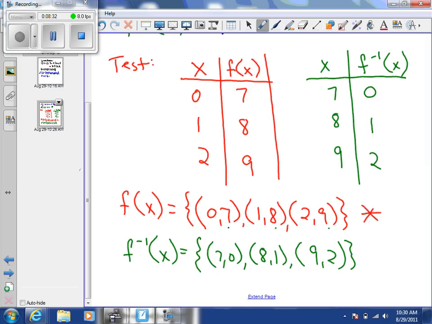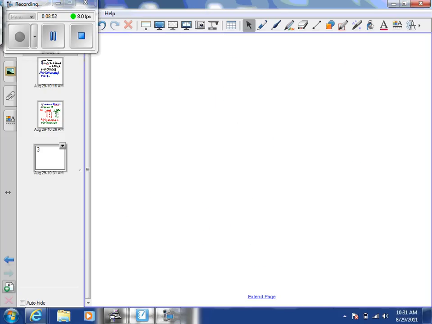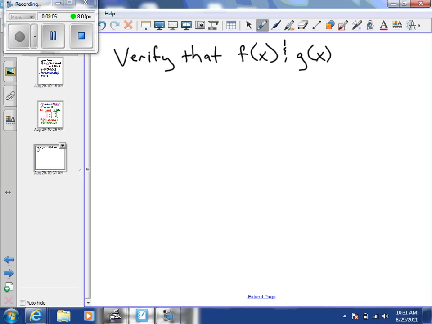And so eventually I want to show you that algebraic way. Before we do that, however, I want to give you a couple of examples where I'm going to give you two functions and ask you to verify that they are in fact inverses of one another. Okay, so a verifying type problem, let's go to another page here, might look like this. I will say verify that the functions f of x and g of x are inverses.